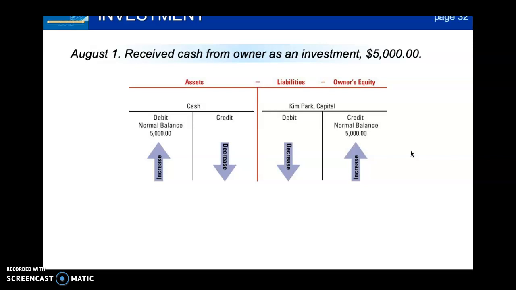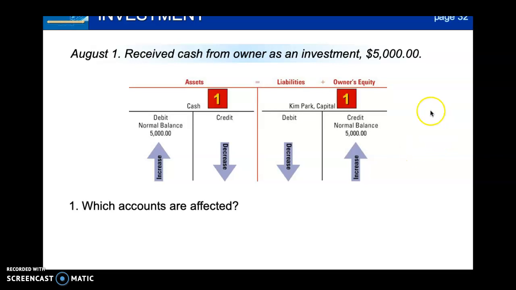Okay, so when we have a transaction, there's 4 things that we have to do. So we receive the cash from the owner as an investment. The first thing that you need to do is ask which accounts are affected. Well, they've already thrown these out here for you: cash and capital. You'll notice that they put cash on the left-hand side because it is an asset, and capital is our owner's equity, so it's on the right-hand side. So which accounts are affected? Cash, capital.